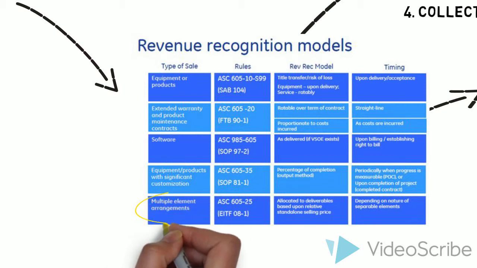The last are multiple element arrangements. GE offers multiple solutions to meet customer needs. These solutions may involve multiple products, services, and the rights to use assets or any combination thereof. Steps for evaluating the arrangement include: first, defining the arrangement; second, identifying the deliverables; third, separating the deliverables; and finally, allocating the sales price.